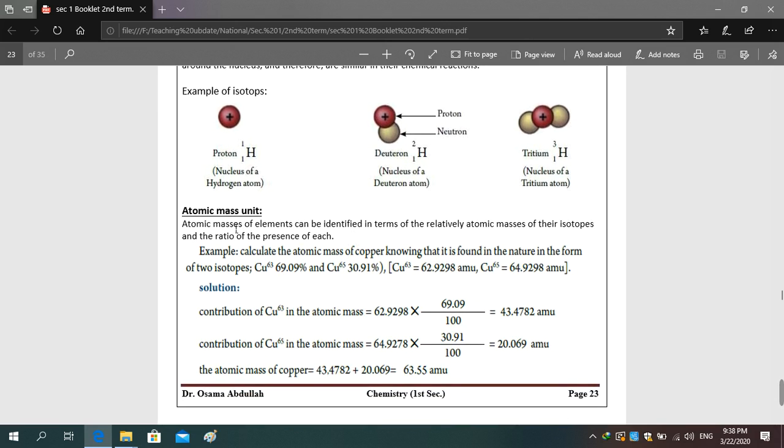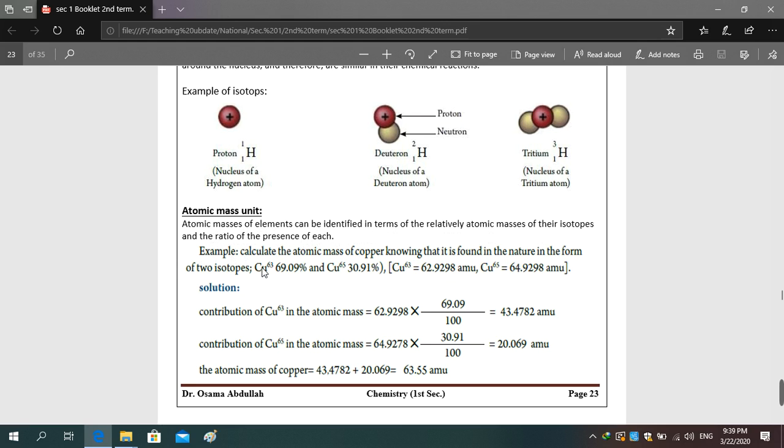Let's take the atomic mass unit. What is the atomic mass unit that we have studied before? The atomic mass unit includes the number of protons plus neutrons inside the nucleus, which represents the mass number. How can we calculate the atomic mass of elements? It can be identified in terms of the relative atomic masses of their isotopes and the ratio of the presence of each.